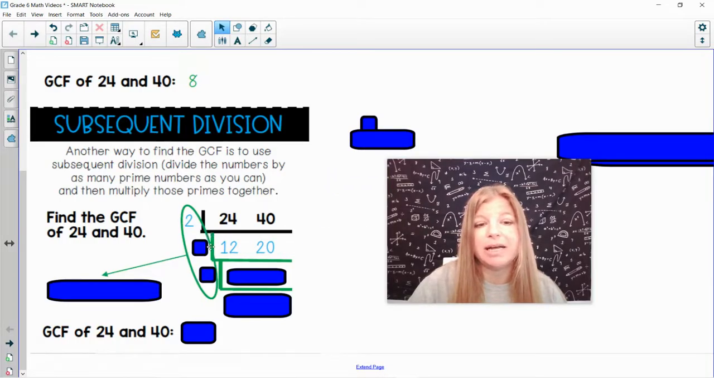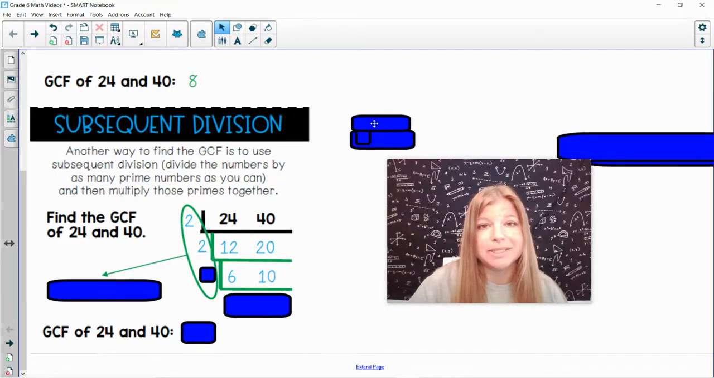And then I would create an additional division bar, like upside down long division. And I would use that same prime. Does 2 go into 12 and 20? And the answer is yeah, another 2. So if I divide these by 2, 2 goes into 12 6 times, 2 goes into 20 10 times. Does 2 still work? Can 2 divide into 6 and 10? Absolutely. 2 goes into 6 3 times, and 2 goes into 10 5 times.